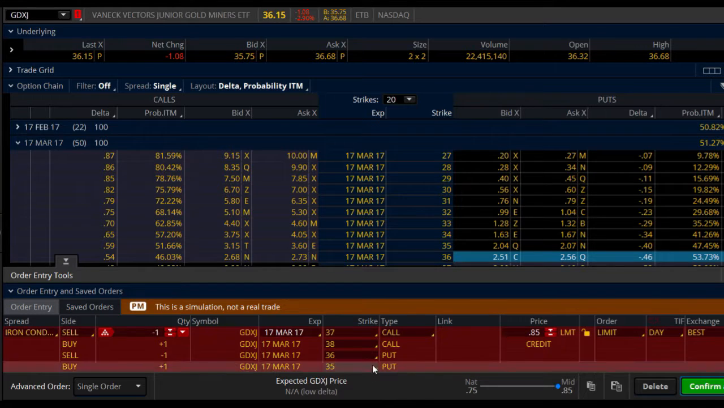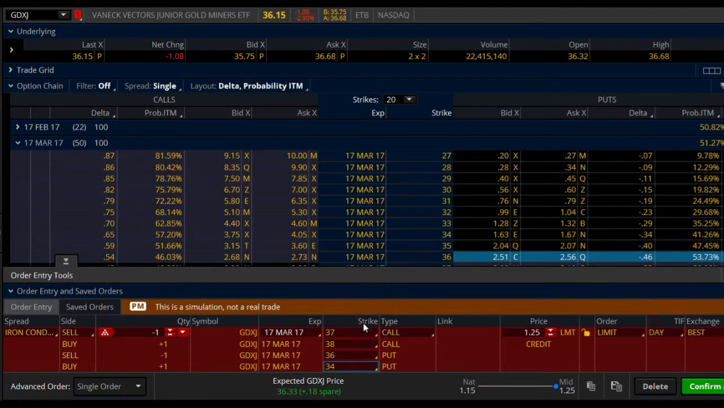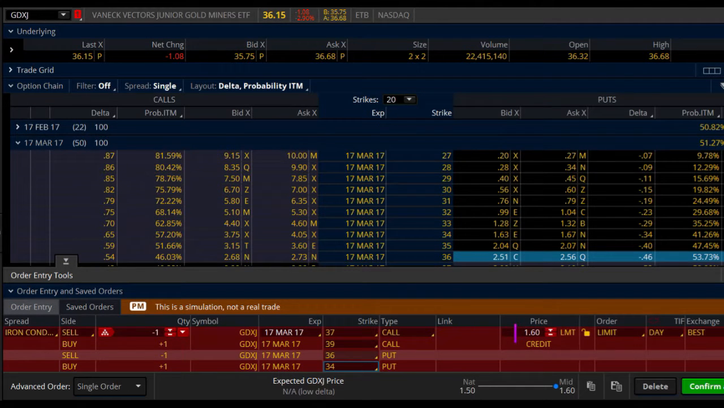Next step is, remember, we want to do minimum of $2 wide. So we're going to change this to 34 to make this a $2 wide put vertical, and this to 39. And there we go. And when we do this, now we've got our $2 wide Iron Condor. You see we're collecting 160 credit. Well, what was our rule? Remember, we were looking to collect anywhere from 33 to 40 cents per dollar, or 66 to 80 cents for $2. $1.60 is way too high, right? That's out of our range.